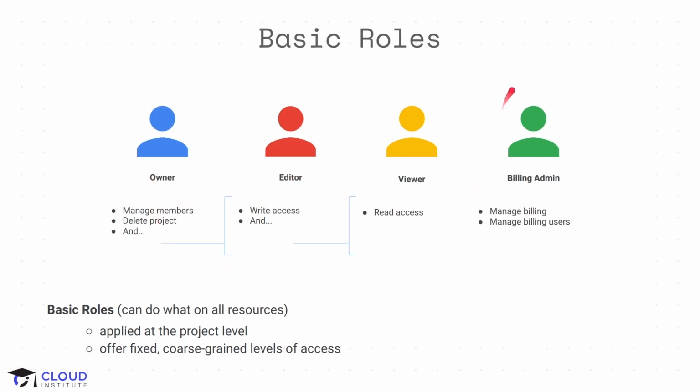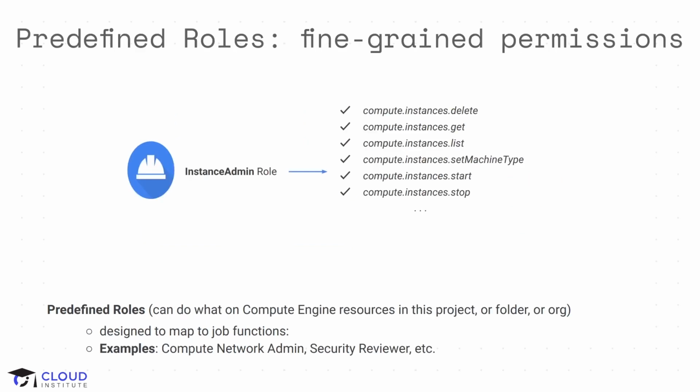And we also have a fourth basic role, the billing admin, which will manage the billing and can also manage some users to help in managing the billing. After that, Google makes the predefined roles, which are job functions. So if we have an employee in our organization who will be responsible for managing VMs, we can give them the instance admin role. This role will have a lot of permissions, such as listing all VMs, getting information about a VM, starting or stopping the VM, or even deleting it.